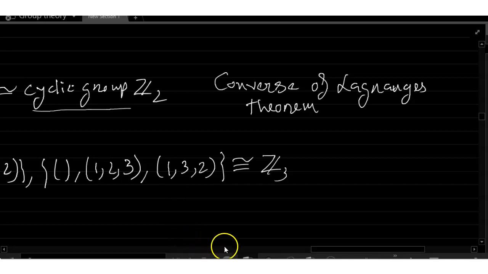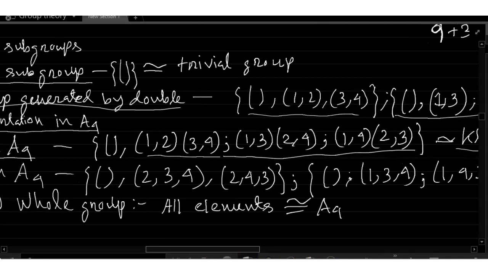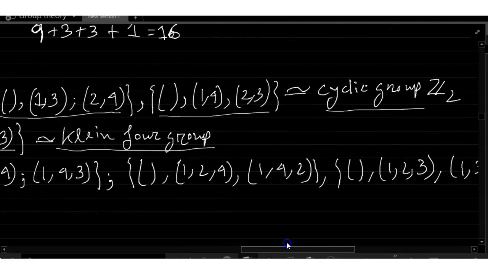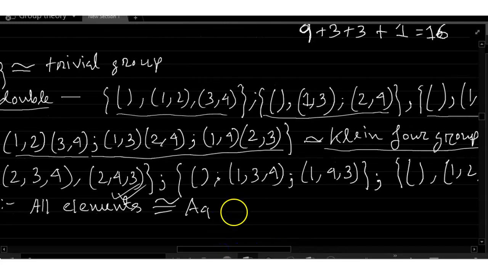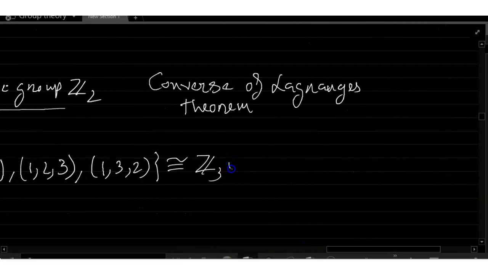Here is the 3 cycle, that is, the order is 3. You see that this is isomorphic to Z3. This is the Sylow 3 subgroups.